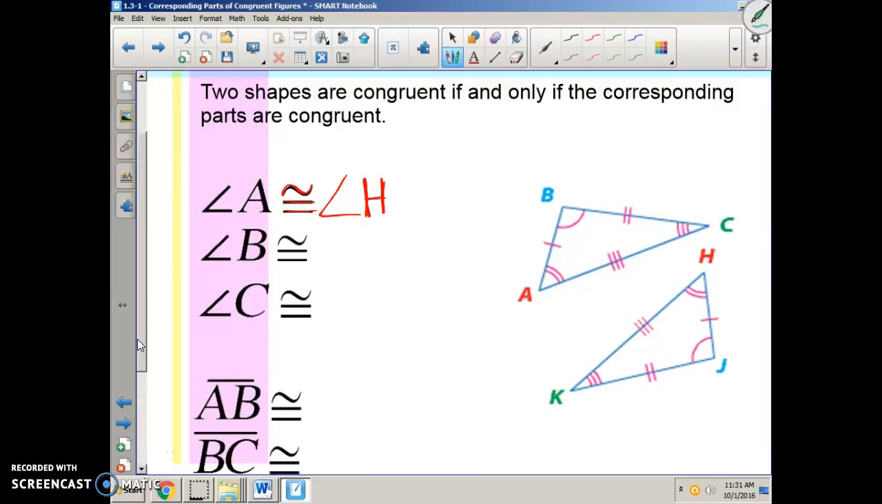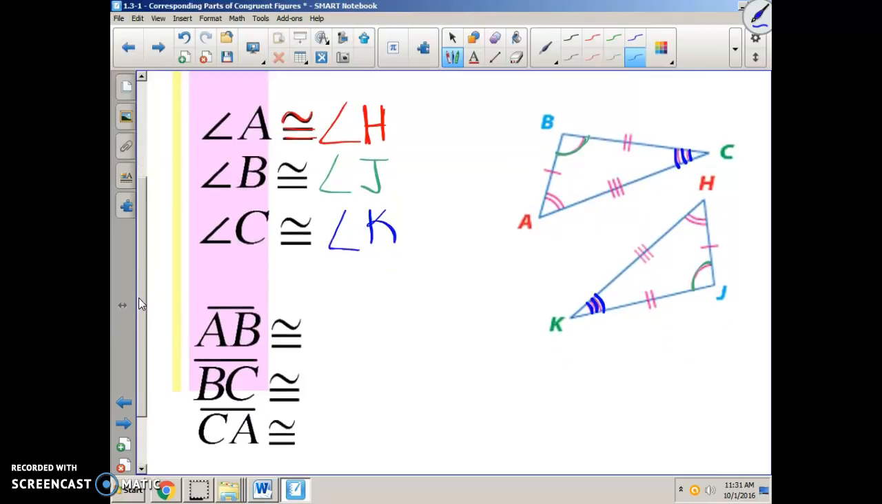Alright, and then angle B has one little angle arch that matches with angle J. So mark that down. And last but not least, C has 3 angle arches, K has 3 as well. So I'm going to mark it there in my lovely color coding as well. Okay, so those are pretty easy for the angles.